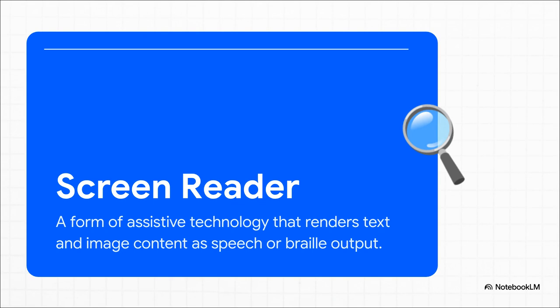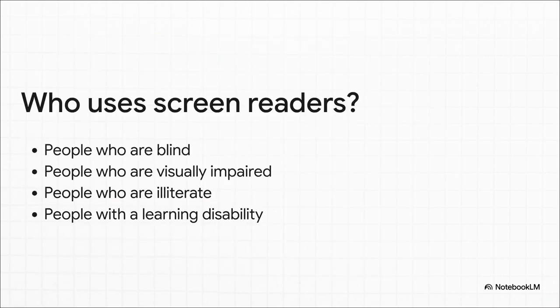It's all about giving someone the power to actually use a digital space. Okay, so here's the official textbook definition. A screen reader is a type of assistive tech that takes everything on the screen, text, images, you name it, and turns it into speech or braille. Simple enough, right? But who actually uses them? Well, you might think it's only for people who are blind, but the list is way bigger. It's a critical tool for people with all kinds of visual impairments, sure, but also for people with learning disabilities like dyslexia, or even folks who are just learning to read. The audience is much broader than most people realize.